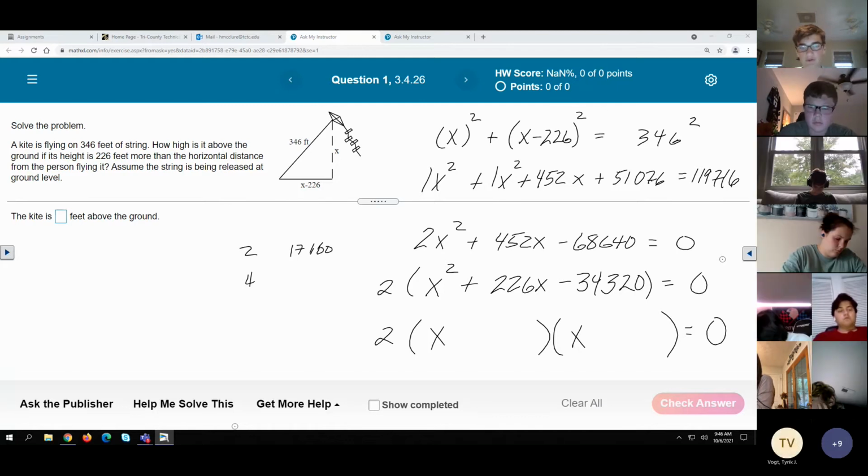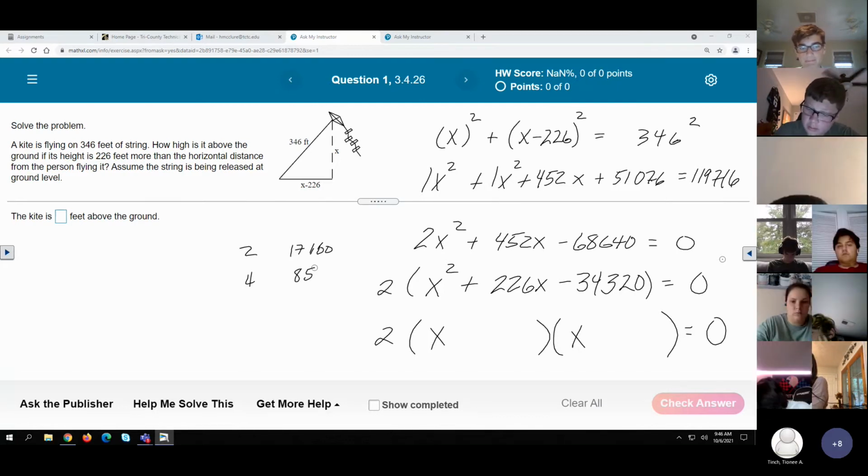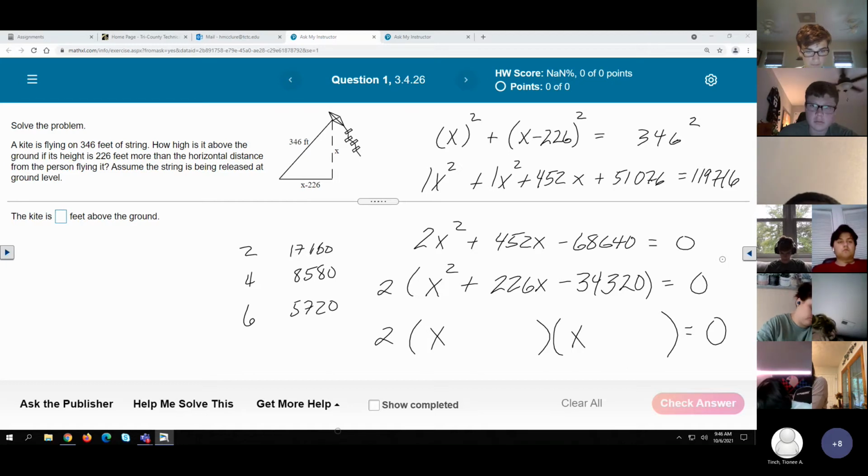That's 8,580. And divide it by 6, please. I'm trying to find 2 numbers. That's 5,720. It's going to have to be a bigger number, like a 40 or 50. Divide by 40. 858. 40 is 858. Yes, sir.